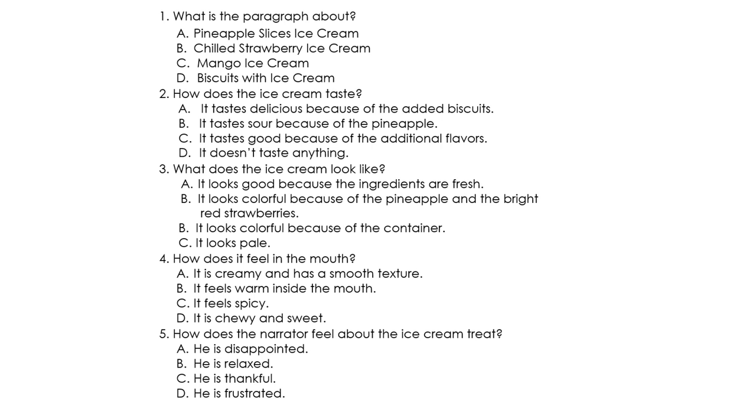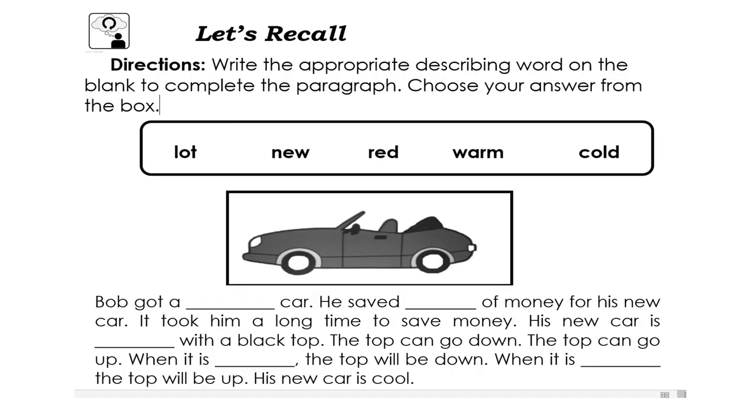Number three, what does the ice cream look like? Letter B, it looks colorful because of the pineapple and the bright red strawberries. Number four, how does it feel in the mouth? It is creamy and has a smooth texture. Letter A. The last one, number five, how does the narrator feel about the ice cream treat? Letter C, he is thankful.